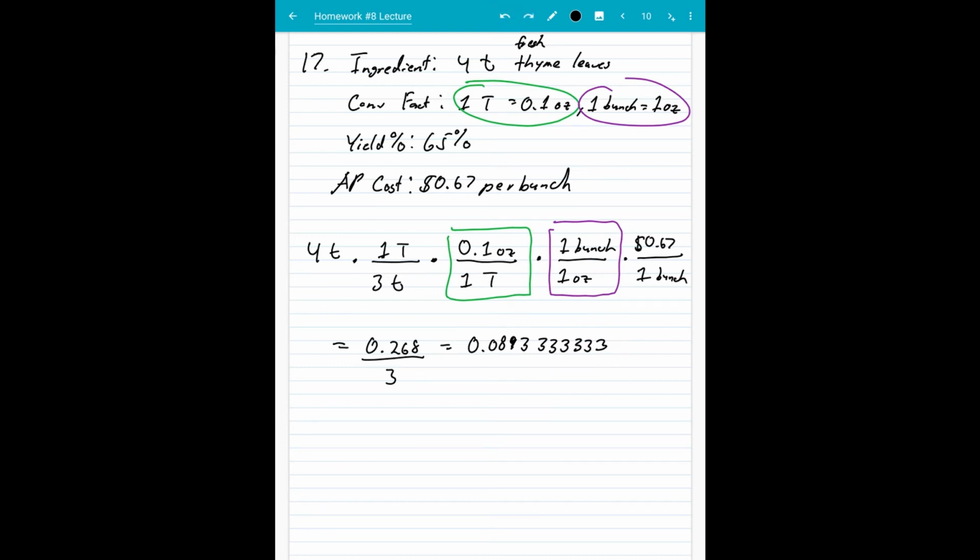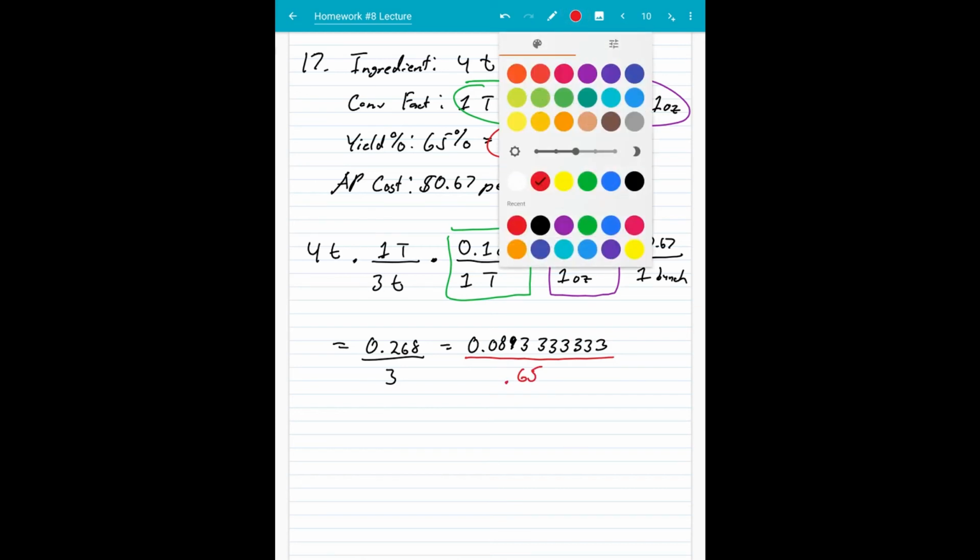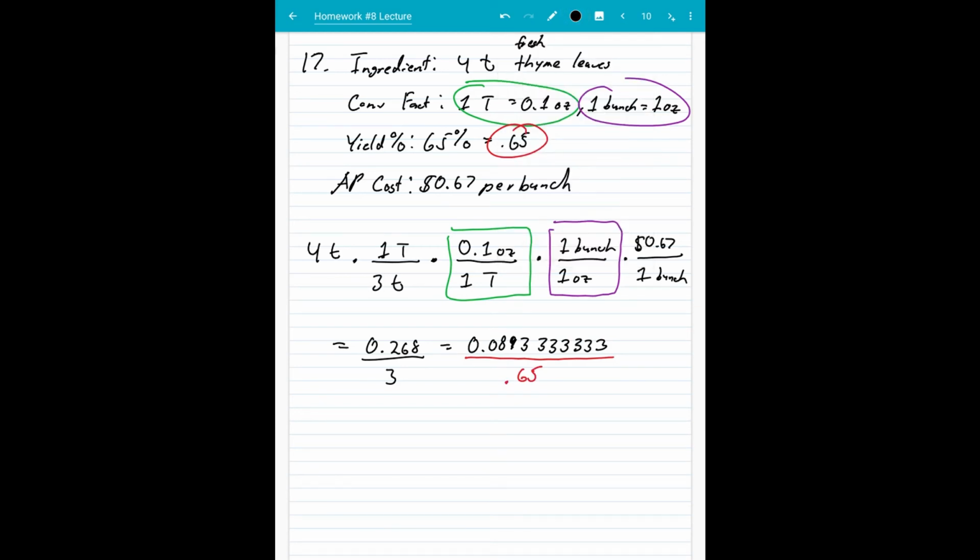Whatever you have calculated, we now divide it by the yield percentage. So take this number, and we're going to divide it by 0.65 at the end to include the yield percentage. That then gives us 0.137435897. All these other numbers are redundant. This would just round to $0.14. So 14 cents per 4 teaspoons of fresh thyme leaves. This is the cost of prepped thyme leaves.